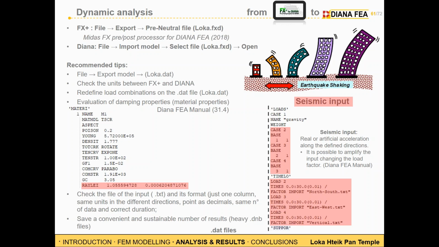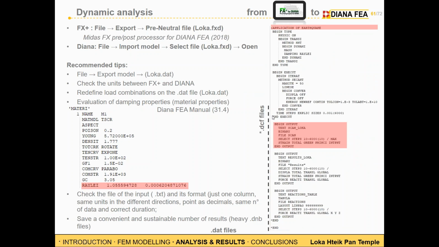in the 3 directions: north-south, which stands for X, east-west stands for Y, and vertical for Z. This 30 means 30 seconds, and 0.01 is the time step. Okay, then we also have to take the DCF file to run the analysis, and I suggest you ask not only for the normal result but also for the scan result.